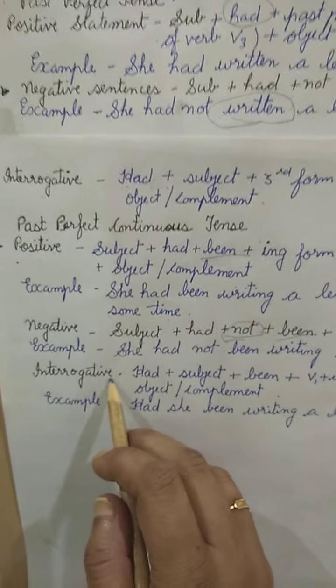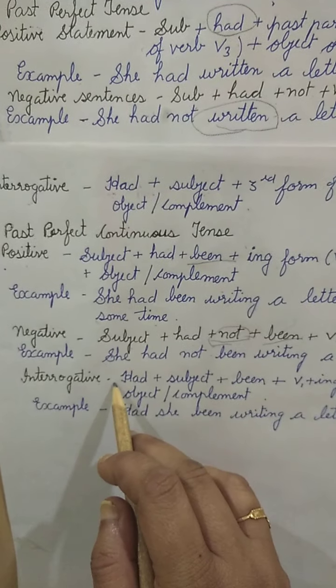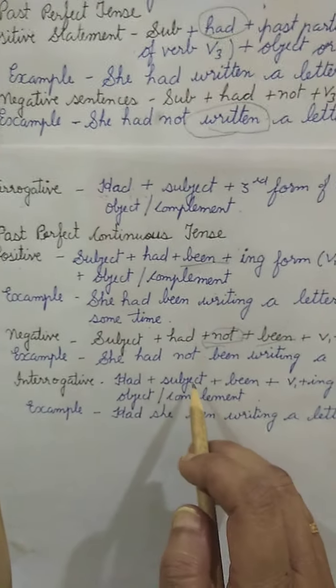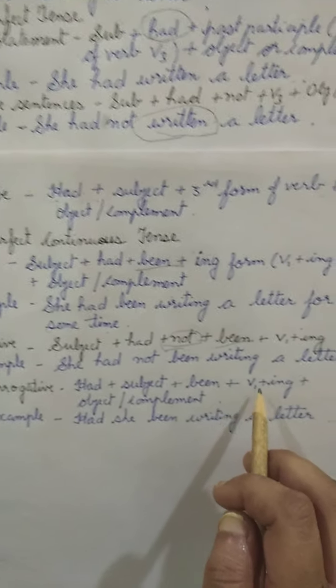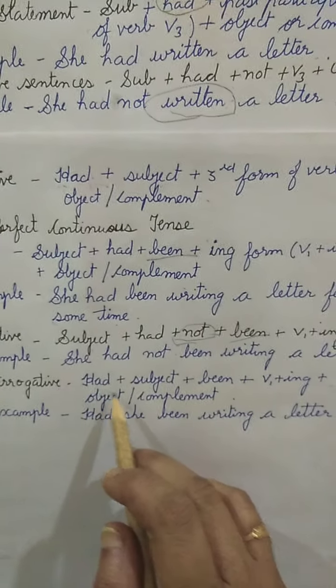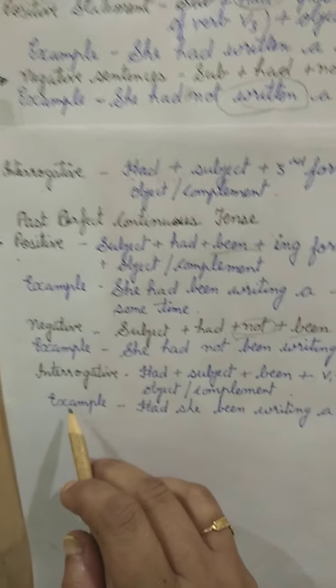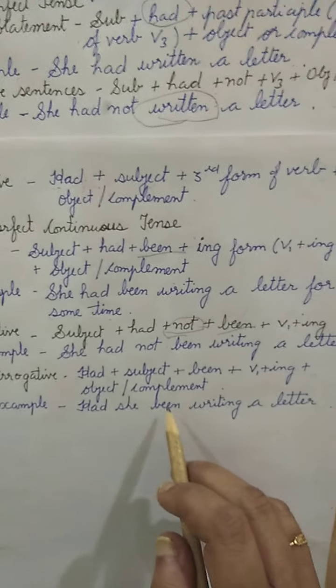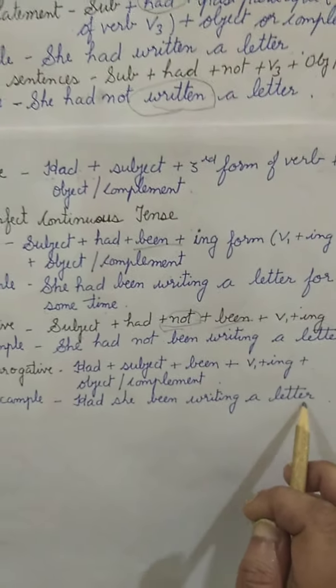Now interrogative form, had will come again in the beginning, had, then subject, and then been, verb, ing, and object or complement. For example, had she been writing a letter?